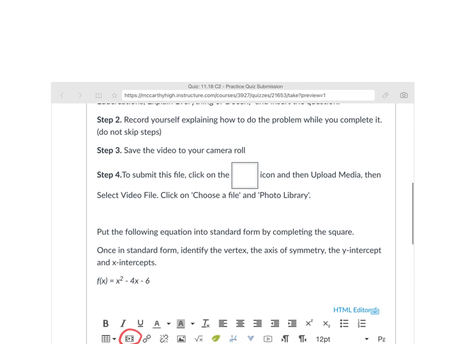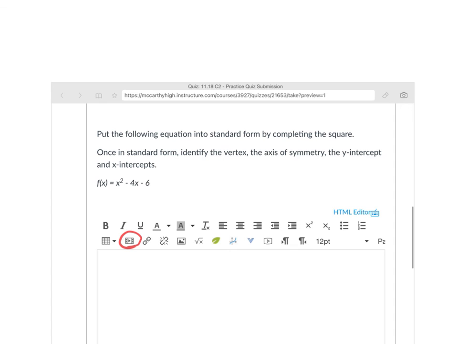Then you're going to click Upload Media, then select the video file, and then choose the file in the photo library. So this assignment is designed to help you walk through this process before you actually do it for a quiz grade. Then it says, put the following equation into standard form by completing the square. Once it's in standard form, identify the vertex, the axis of symmetry, and the x and y intercepts.